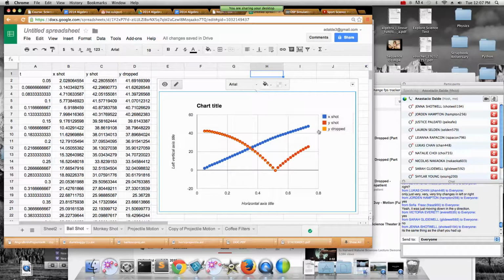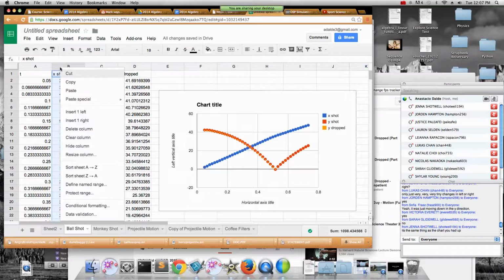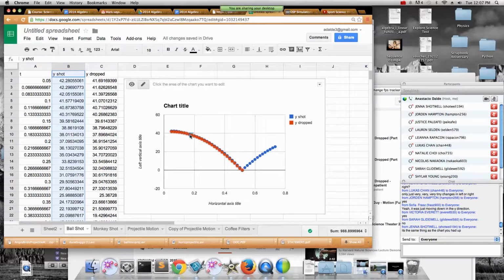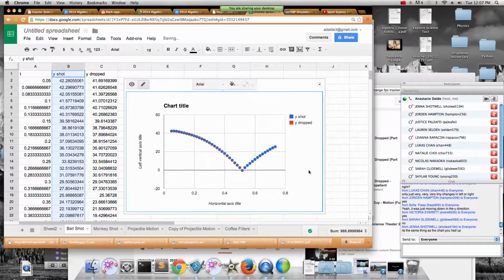Look at the Y position. And you know what? This X shot, we already know that that's going to be a straight line, so I'm going to delete that column. That's not interesting to me. Look at this. This is the Y position as a function of time for the ball that was shot, and it's the Y position as a function of time for the ball that was dropped.